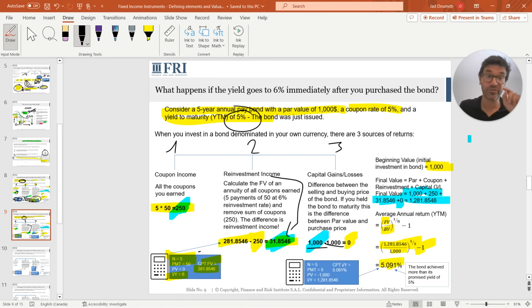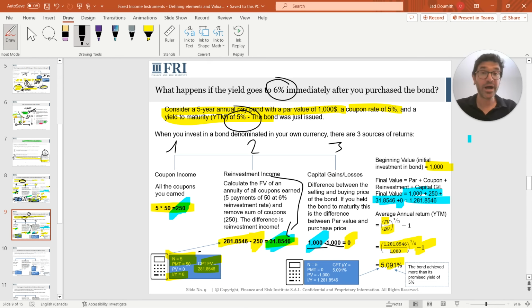And by the way, one more time, it's extremely important. Do not compare the 5.091 with the 6. The 6 is irrelevant to you. I told you earlier, when you buy the bond, the yield on the bond was 5%. This is the yield that you lock in. The 6 is irrelevant to you. It's for someone else if he or she buys the bond when it yields 6%.